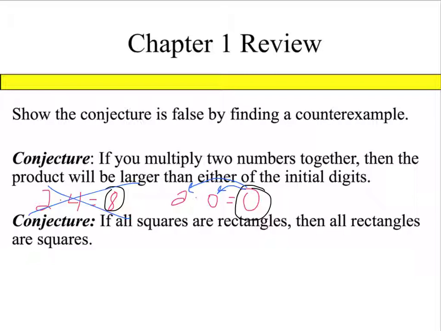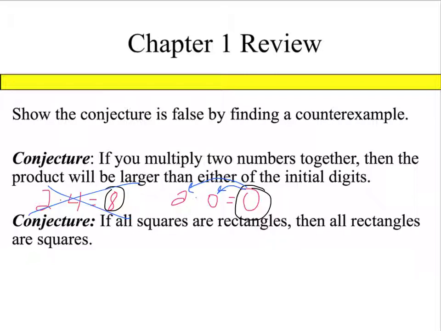All right, next one, we have: if all squares are rectangles, then all rectangles are squares. Here we would go through the definition of a rectangle and of a square. So what is the definition of a square? You have 4 90-degree angles and all sides congruent. What is the definition of a rectangle? Well, you have 4 90-degree angles.